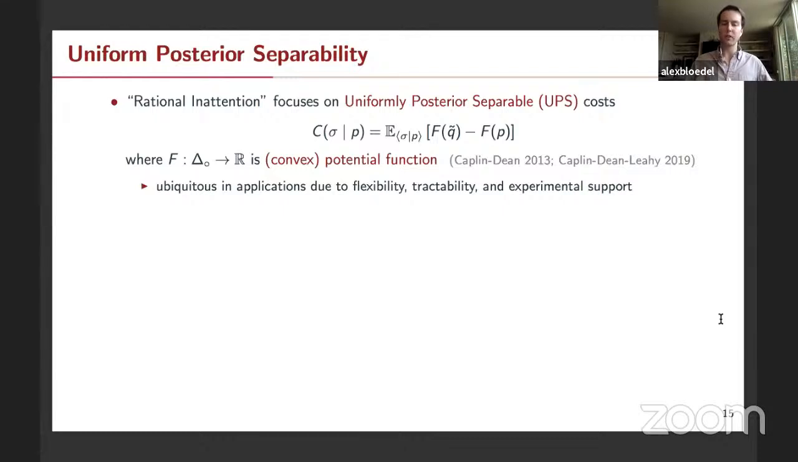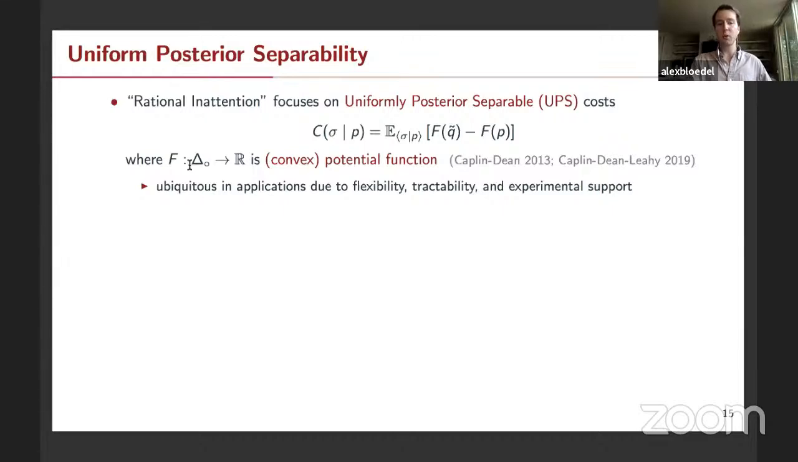So the modern rational inattention literature focuses not quite, but almost exclusively on these cost functions that are called uniformly posterior separable, or UPS. As I mentioned earlier, these were first introduced by Andrew and co-authors, but today are ubiquitous in basically all applications of the rational inattention approach. Roughly speaking, a UPS cost function measures the cost of an experiment by how much, on average, it moves the decision maker's beliefs from her prior to her posterior.